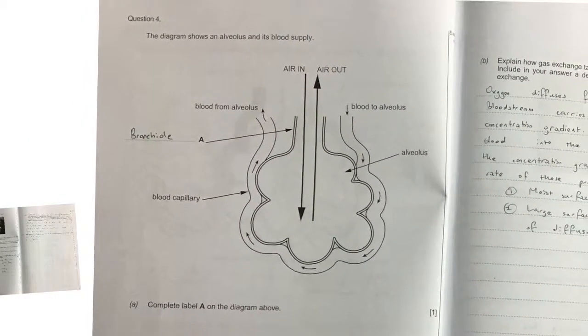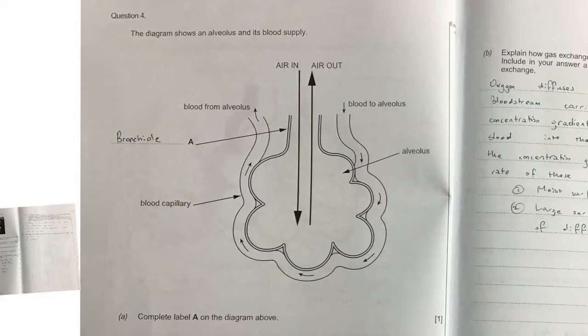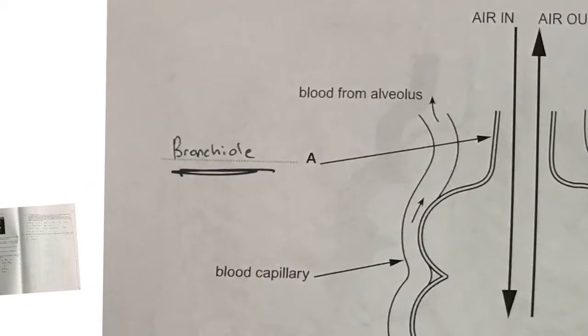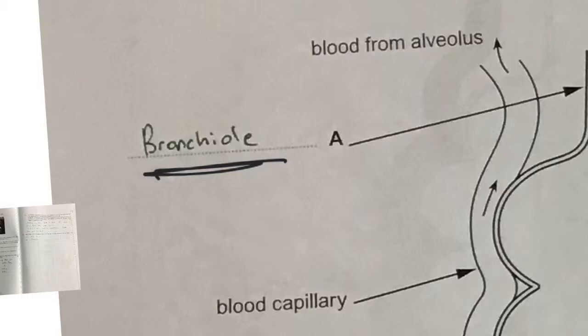Back to our alveolus now. Diagram shows an alveolus and its blood supply. Complete the label A on the diagram. Well, it's pointing to what an alveolus is connected to, and that is a bronchiole. So let's check spelling on that. Make sure we're spelling these words correctly.